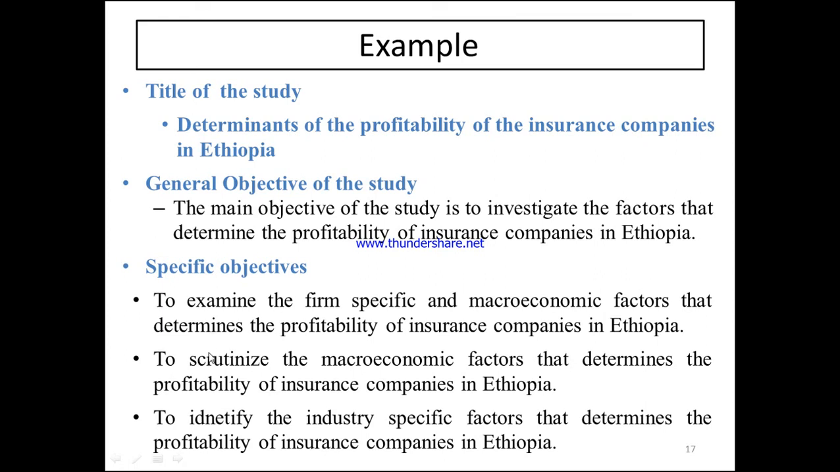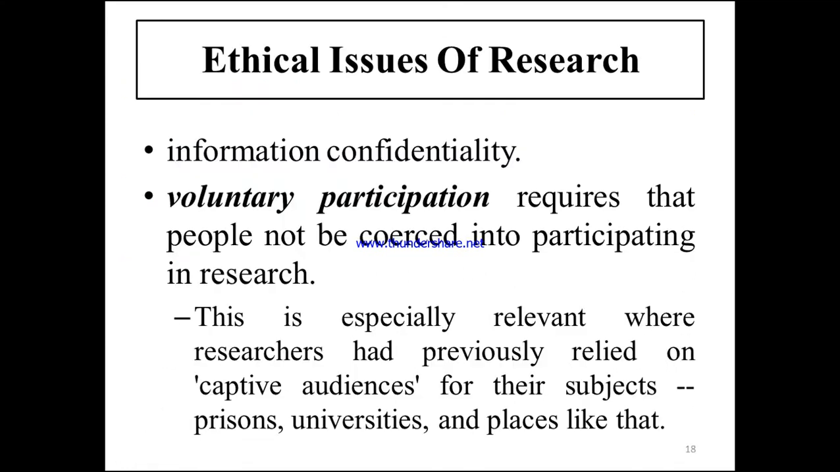Then the second specific objective is to scrutinize the macroeconomic factors that determine the profitability of insurance companies in Ethiopia. And the third one is to identify the industry specific factors. So in the first case, we identify firm specific factors. In the second specific objective, we identify macroeconomic factors which determine the profitability of insurance companies. And on the final specific objective, we identify the industry specific factors. So in this way, we frame our specific objectives for our study.